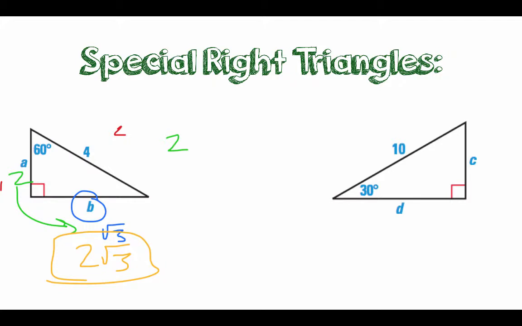Here's another example. So we have the hypotenuse again. Let's find our sides. Here's our 1 side. Here's our square root of 3 side. And here's our 2 side. So we have to take that 2 side, divide it by 2 to get it to there. So we're left with 5, and then 5 times the square root of 3 here.